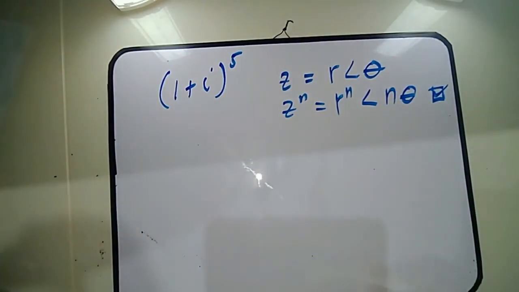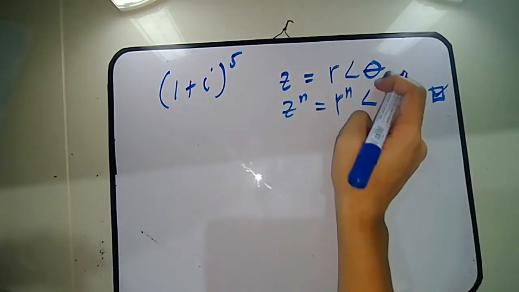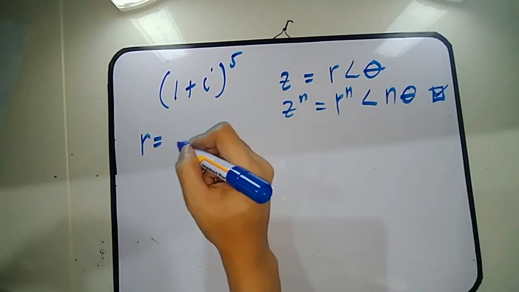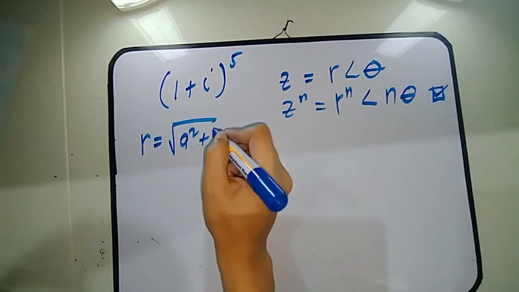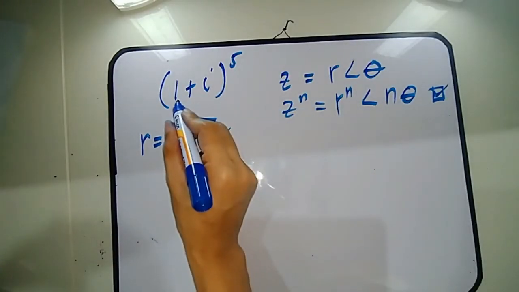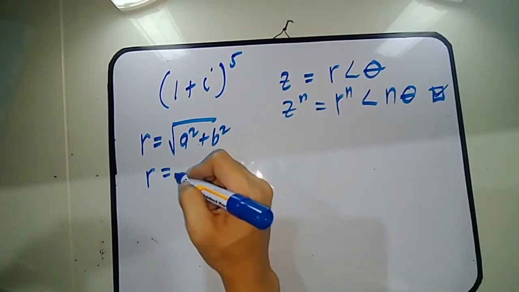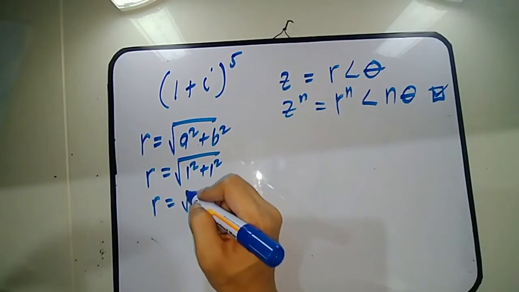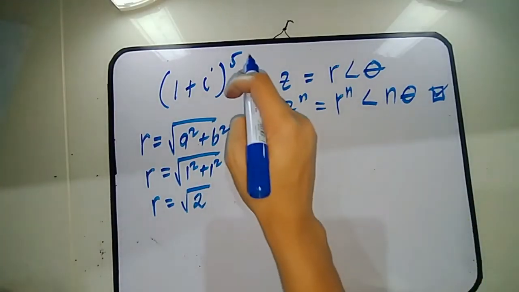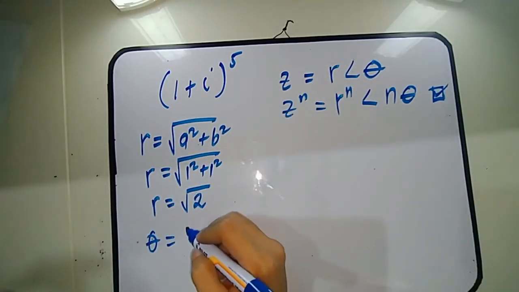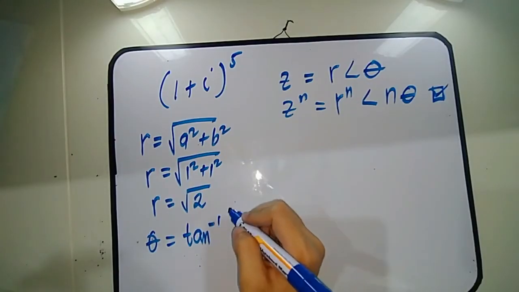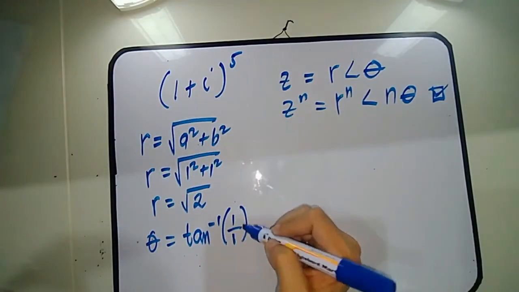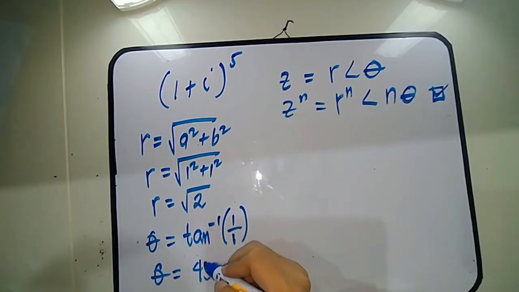So ito guys, basically i-convert muna natin siya into polar form. We have here r, which is the square root of a squared plus b squared. Yung a niya is 1, yung b niya is 1 also. So r equals square root of 1 squared plus 1 squared, so r equals square root of 2. And theta is arctan of b over a, that is 1 over 1, so that is just 1. So this is 45 degrees.